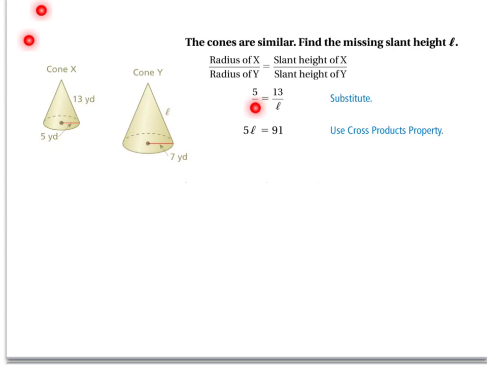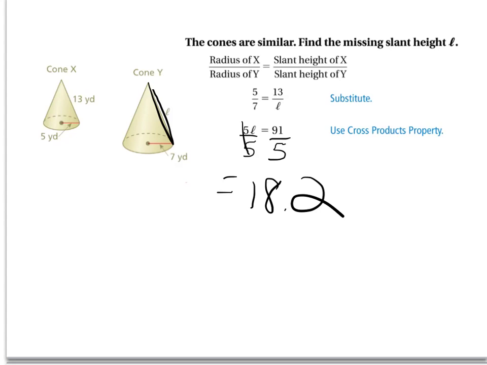When I go ahead and I cross multiply, 7 times 13 and 5 times L, I get 5L equals 91. I go ahead and I divide by 5 on both sides. When I divide 91 divided by 5, I get 18.2, so the length of the cone on this side would be 18.2. Hope you kind of get the general gist. Like I said, that's very similar to what we did with triangles, finding the missing side by figuring out the ratio between the two.